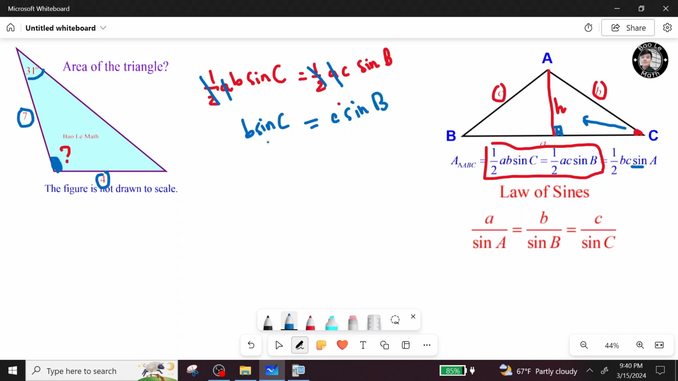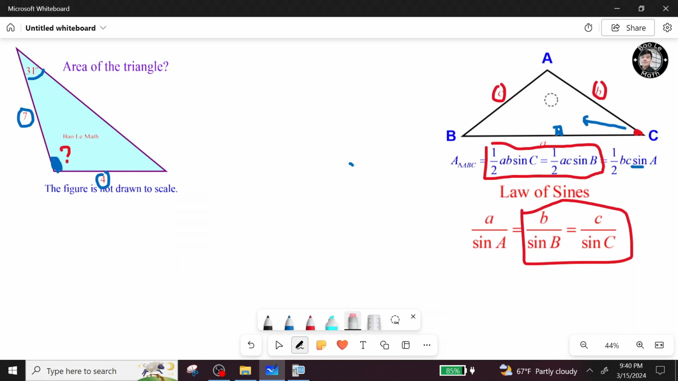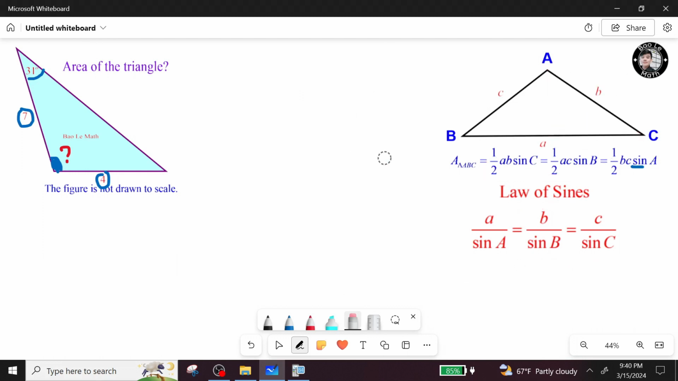Now I just set up a proportion. I rewrite it as b over sine B equals c over sine C. When I cross multiply, it becomes the previous equation, so I just proved this. You can do similarly for the other two and get the rest. So we just proved our formulas. Now we just apply it. Let's go back over here.